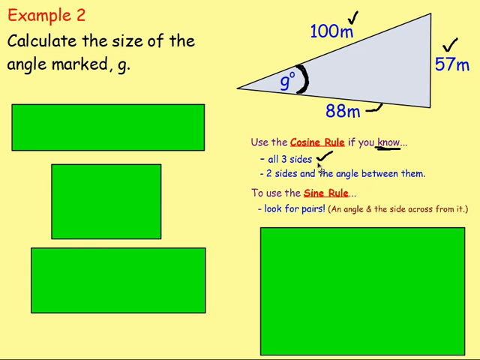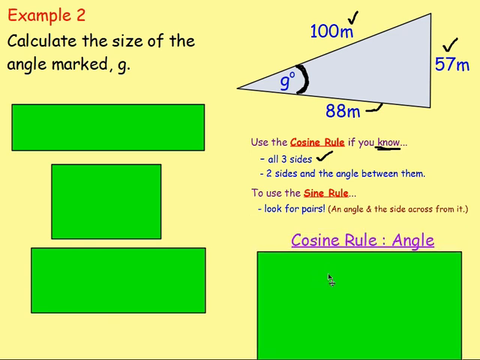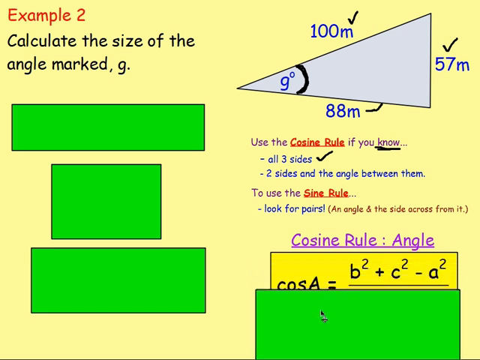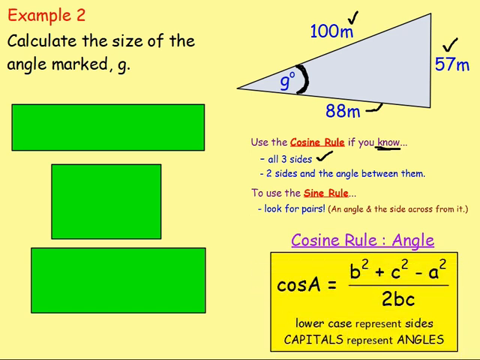There are 2 cosine rules on the formula sheet. There's the cosine rule to work out the length of a side or the size of an angle. Which one's this going to be? It's going to be the size of the angle because it's the angle we want to find. Obviously, yes, it's the cosine rule to work out the size of an angle, which is cos A equals b squared plus c squared minus a squared over 2bc.